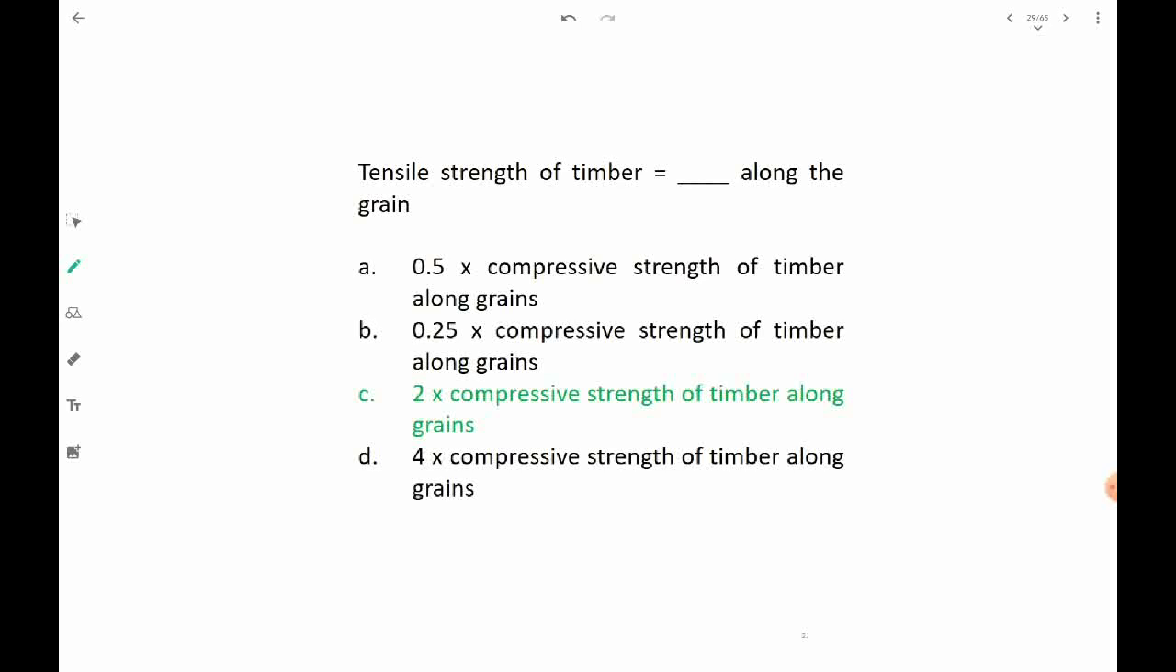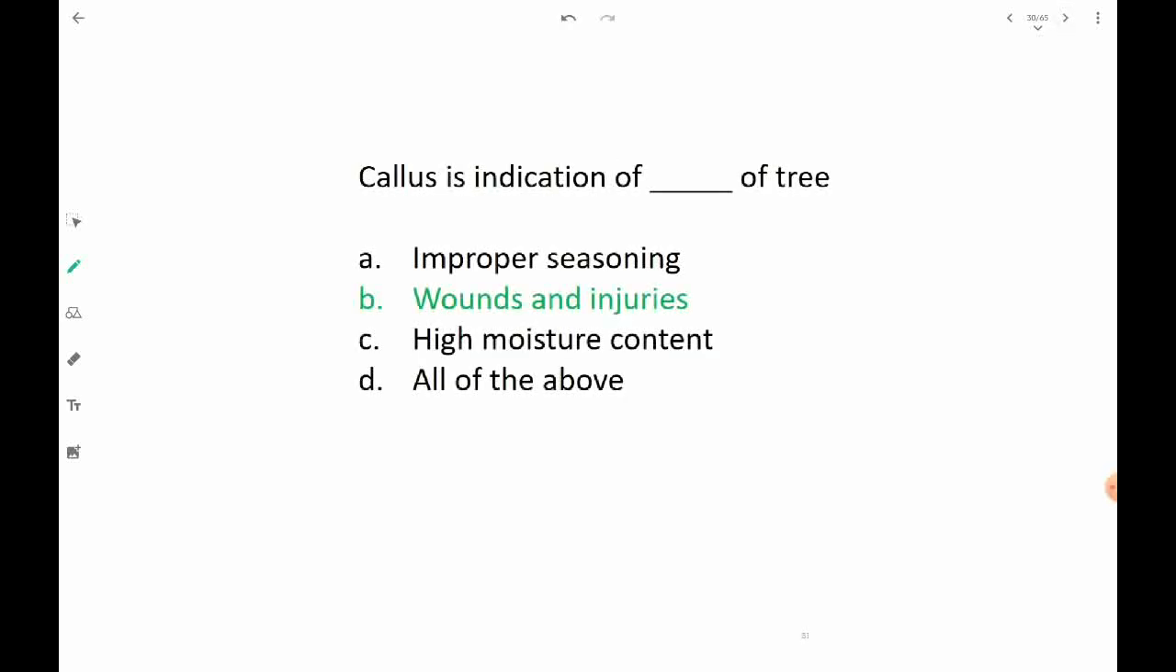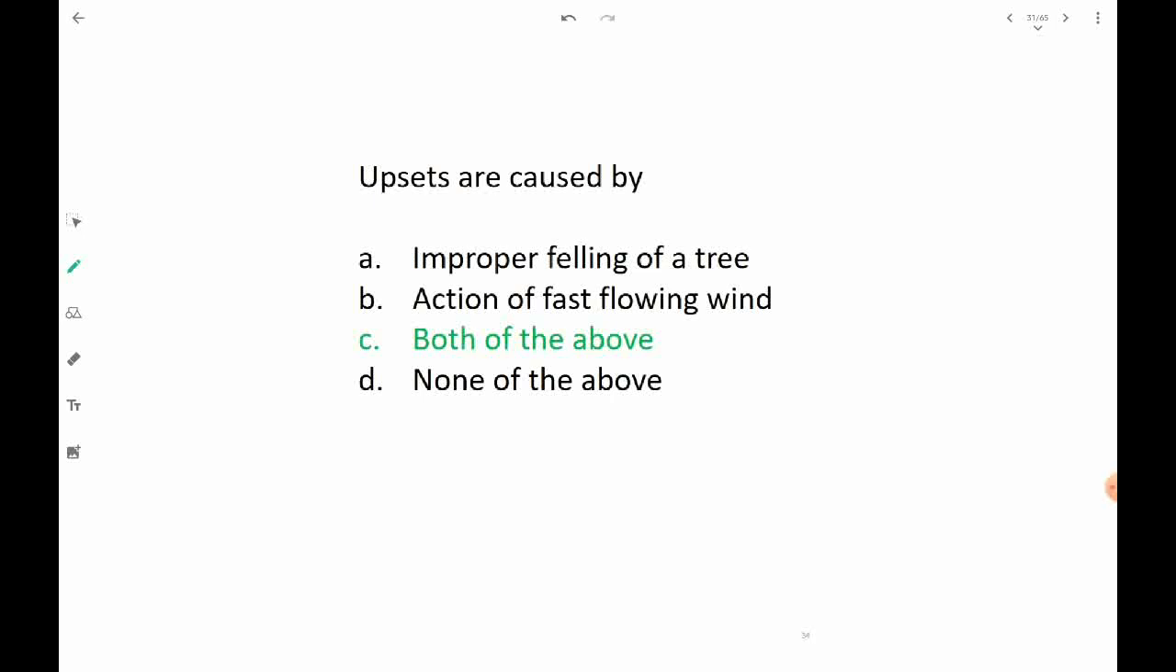Tensile strength of timber is equal to 2 times the compressive strength of timber along the grain. Then, callus is an indication of wounds and injuries borne by the tree. Upsets are caused by improper felling of the tree and actions of fast flowing wind.